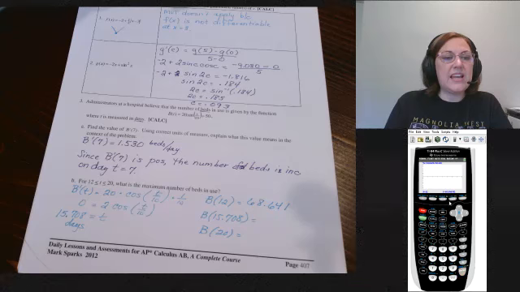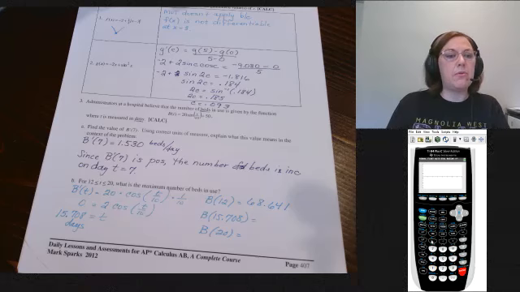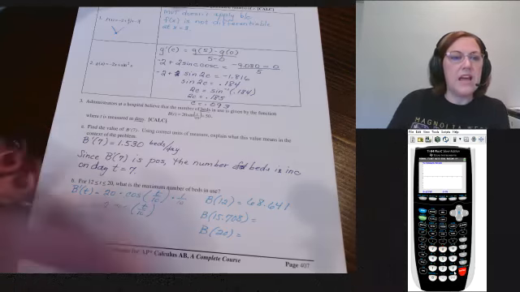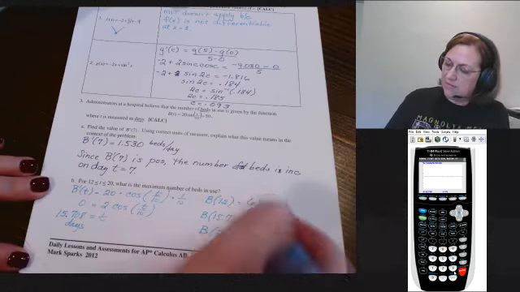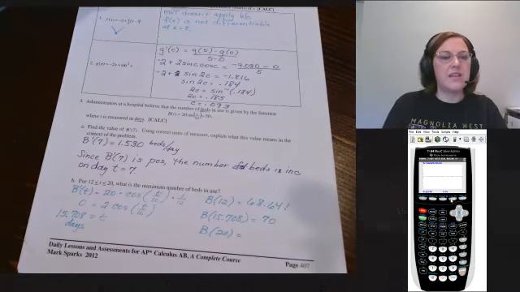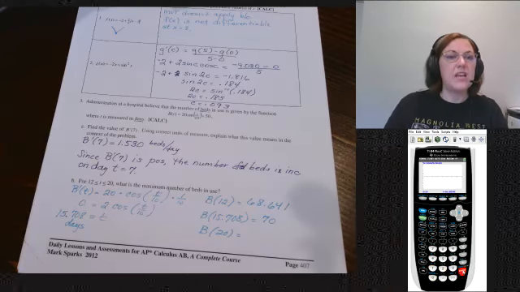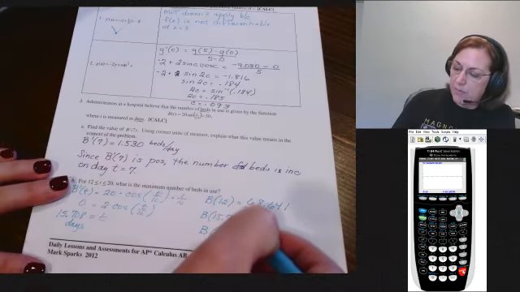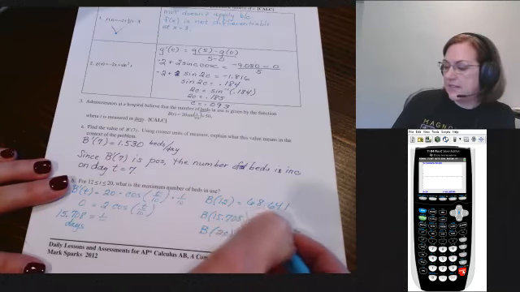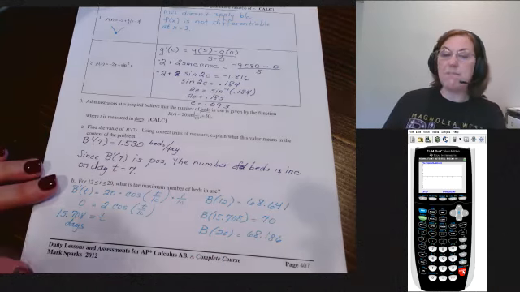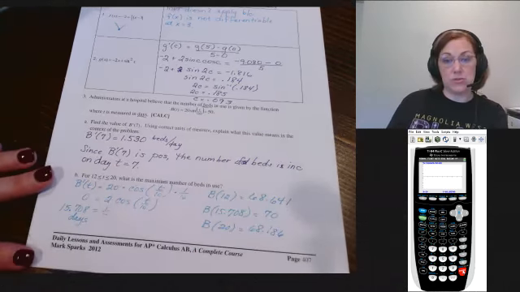And then you can do it again, second trace number 1. This time type in your 15.708. And that's 70. And then one more time, second trace number 1, and type in your 20. And this one you get 68.186. So what is the maximum number of beds in use?